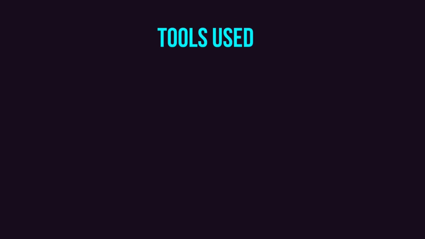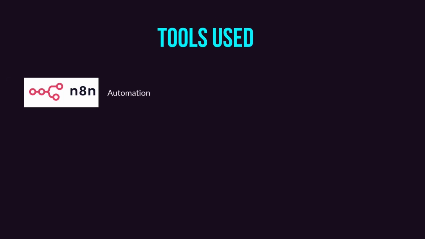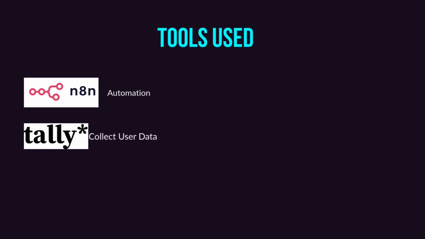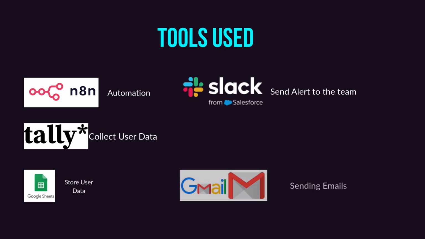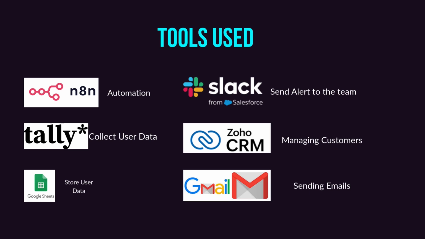So for the tools, I used N8N to automate the workflows and trigger action. Tally to take in the information I need from the client. Google Sheets was used to store leads and relevant data. Slack was used to alert the team when a new lead was posted. And Gmail was used to send out follow-up emails to the client.